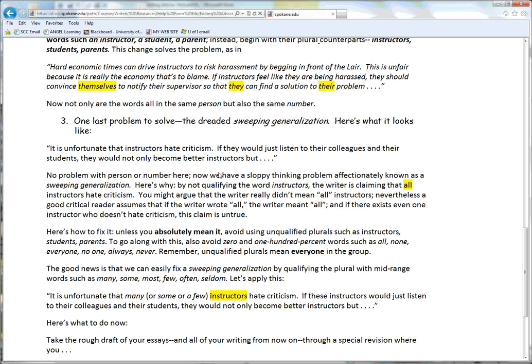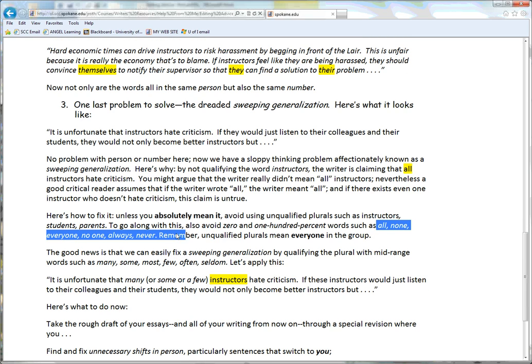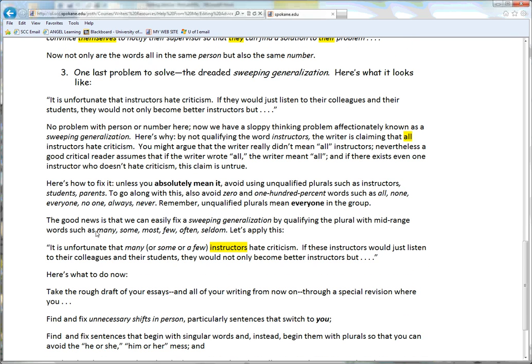You also want to avoid what are called qualifiers, words that equal either 0 or 100%. And I'll show you some here. These are words to be careful of because all means 100%, none means 0, everyone means 100, no one 0, always is 100, and never is 0. Make sure you absolutely mean it. Otherwise, you need to use some more sensible qualifiers, these mid-range qualifiers like this. So I could say many instructors hate criticism, some instructors hate criticism, most hate criticism, often instructors hate criticism, seldom do they as well.